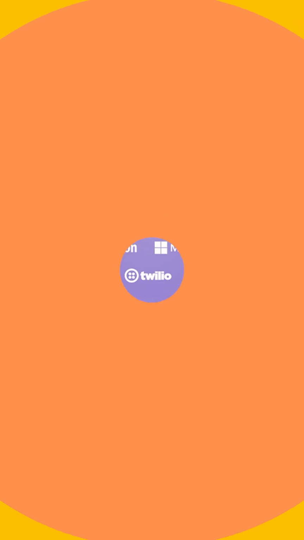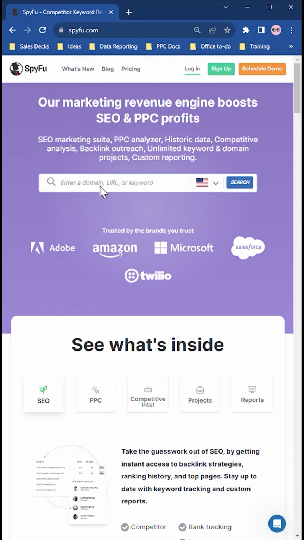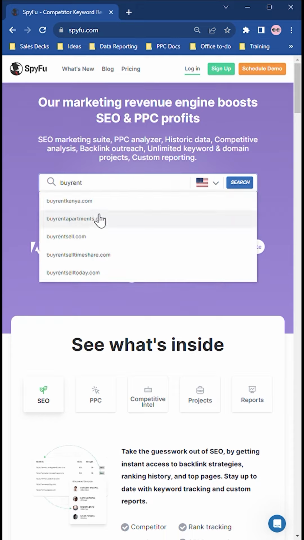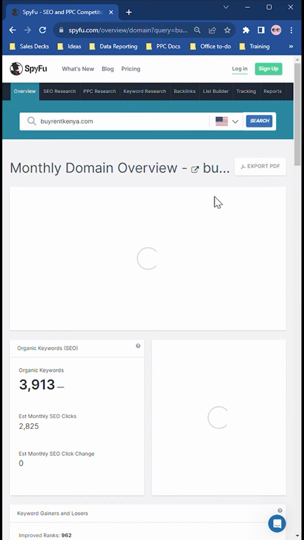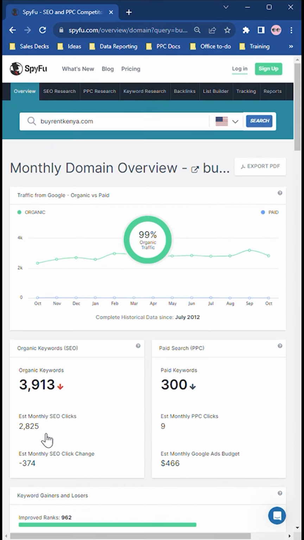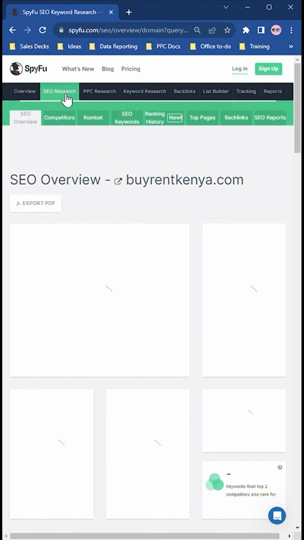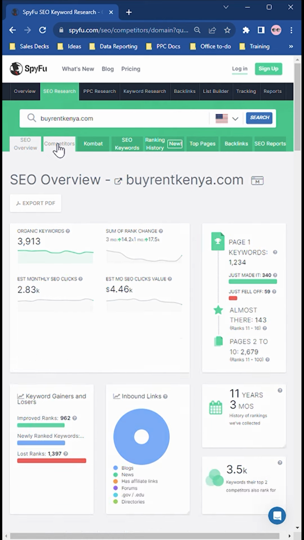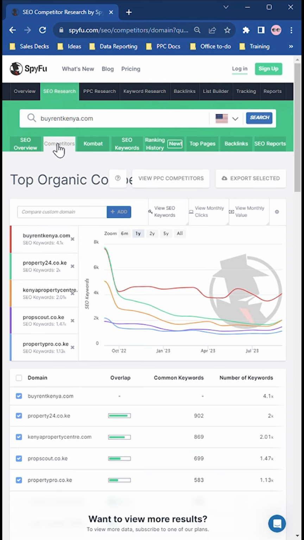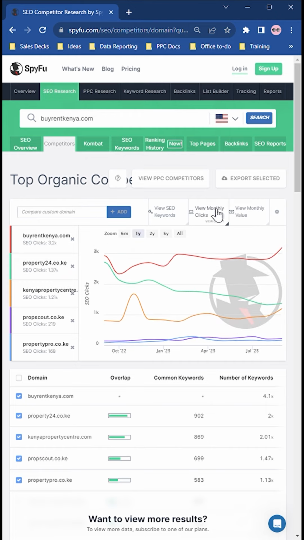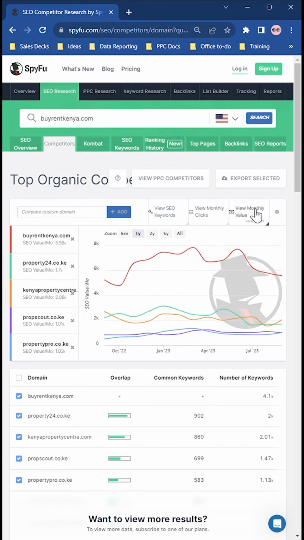Let's get into it. Okay, we will continue with the real estate marketplace, buyrentkenya.com, while still using SpyFu.com to check on the competitors and what they're up to. So head over to the tab SEO Research and to the tab Competitors. You'll be able to see your competitors, the monthly clicks, the monthly value, as well as the common keywords that you have with each individual competitor.